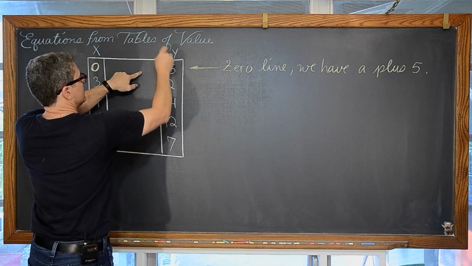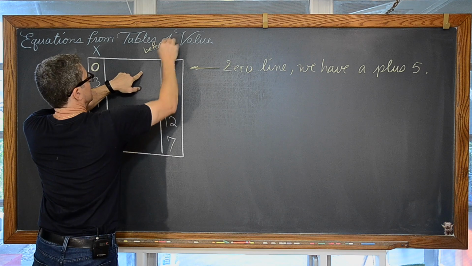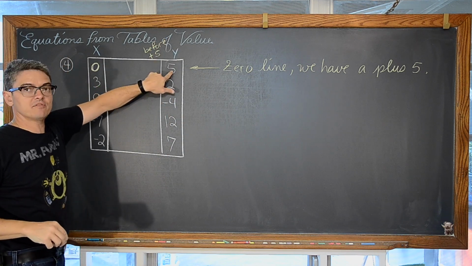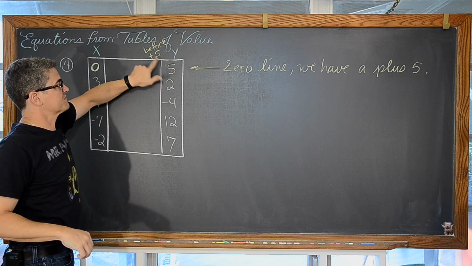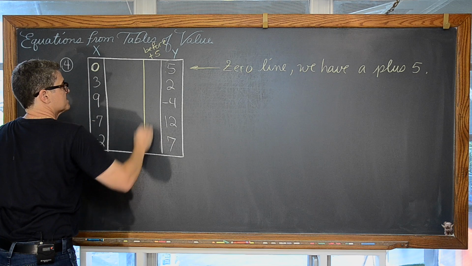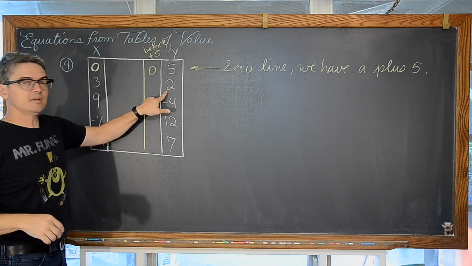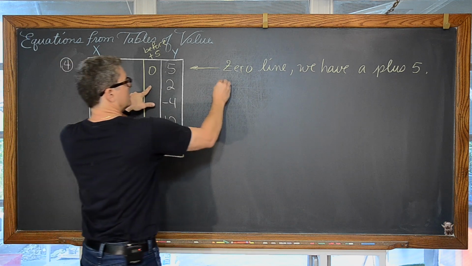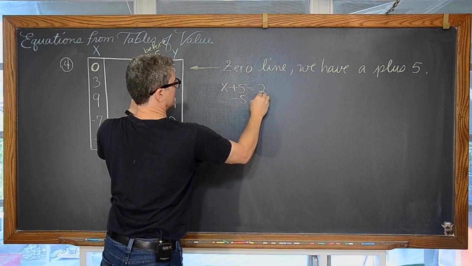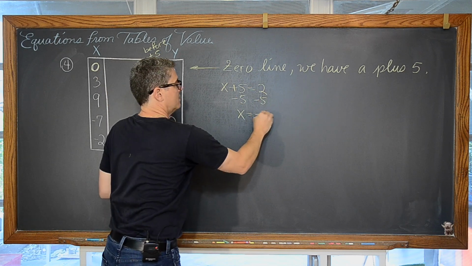So before our plus 5, we had to add some number to 5 to get 5. What plus 5 is 5? Well, that's going to be 0. What number plus 5 is equal to 2? Undoing that addition of 5, we get negative 3.